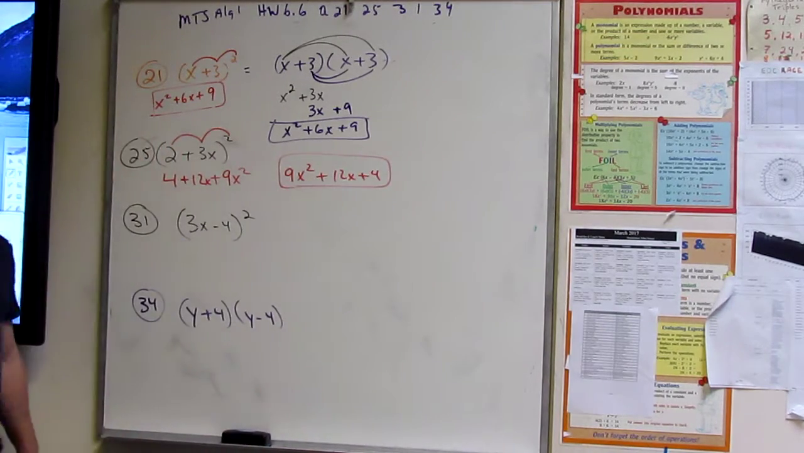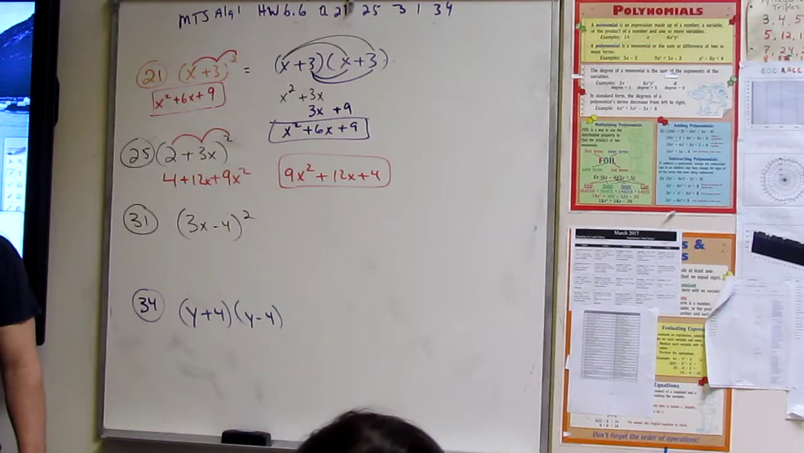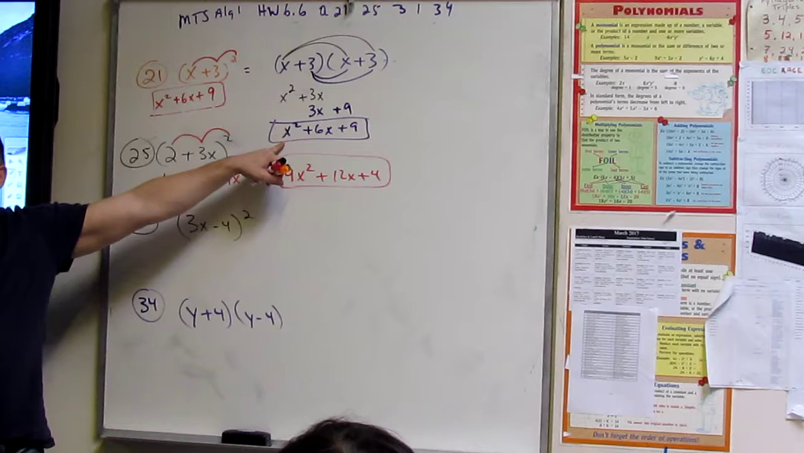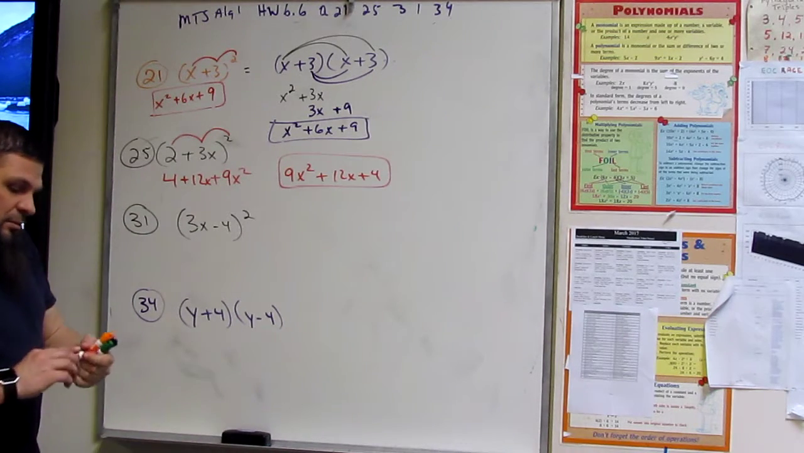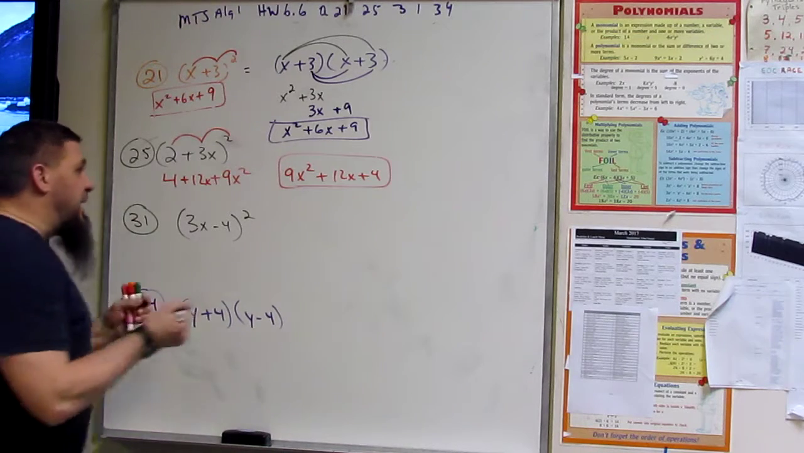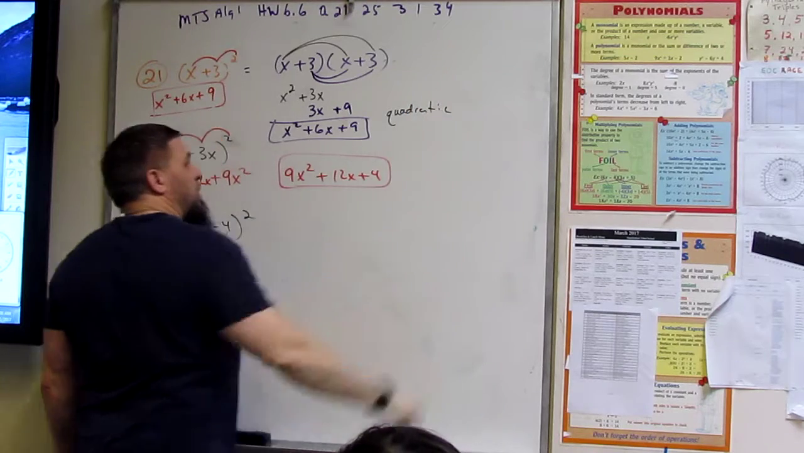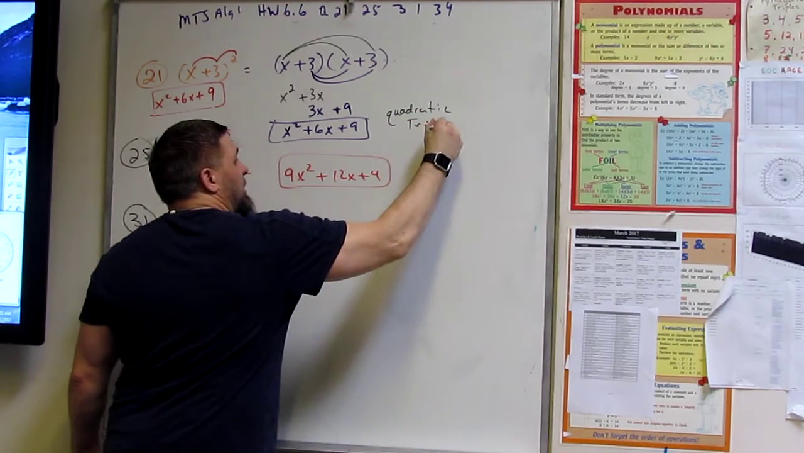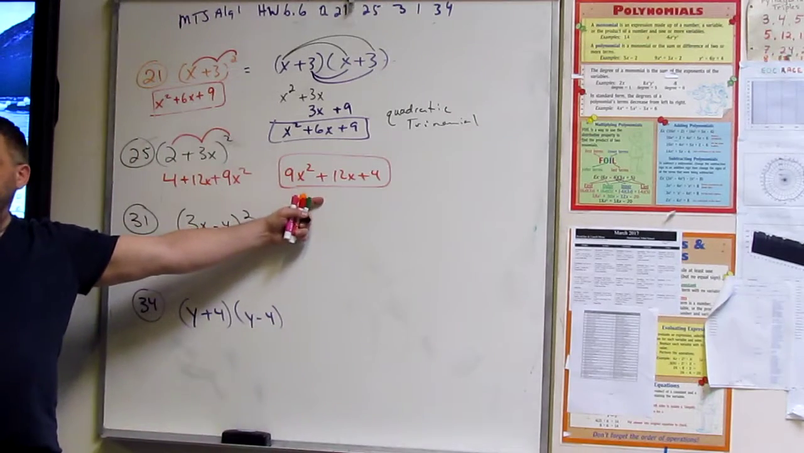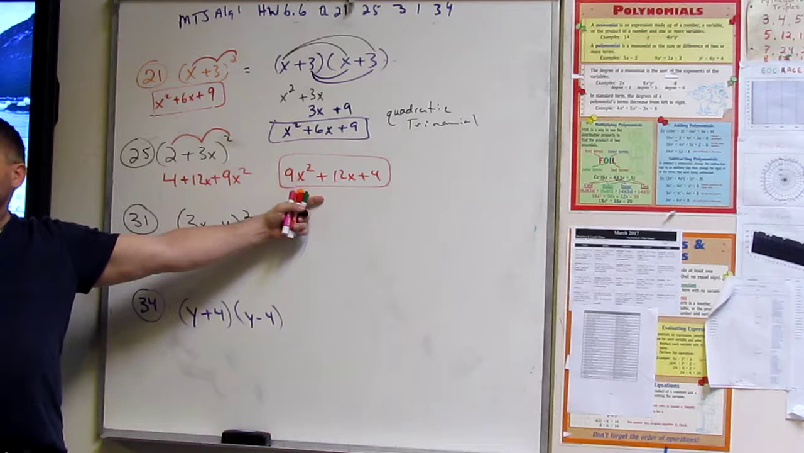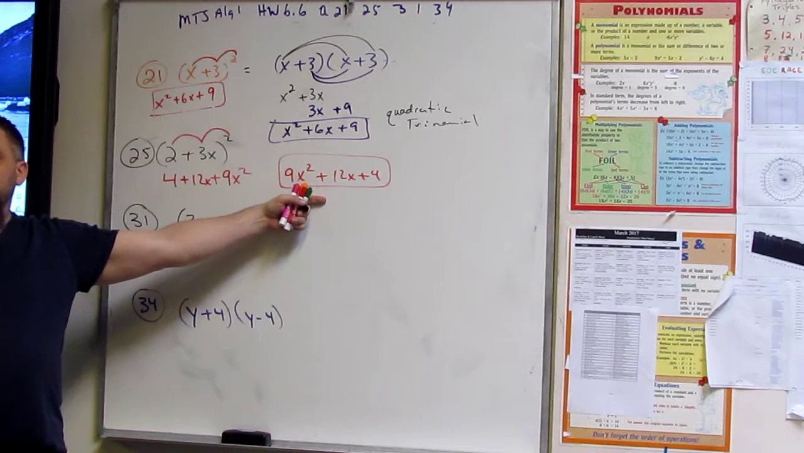Done. Now, what kind of polynomial? Trinomial? What's the degree? Second degree, and we call that a quadratic trinomial. What's this one? Second degree. Quadratic trinomial. That's it.